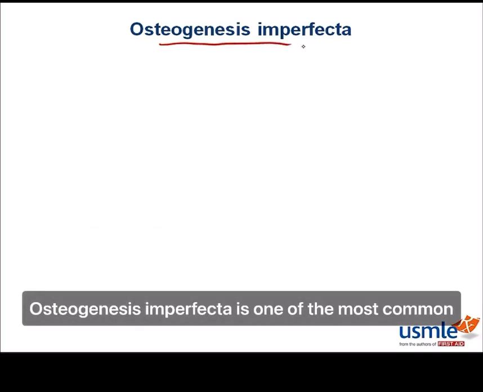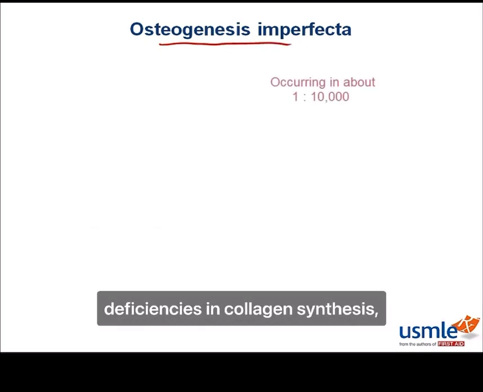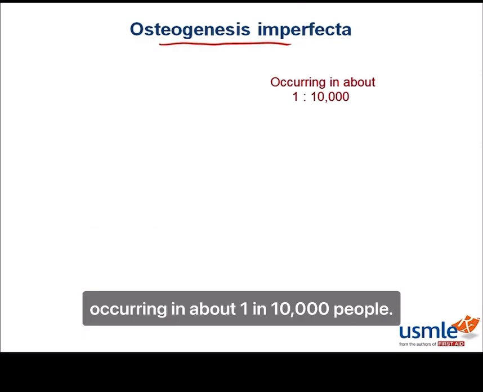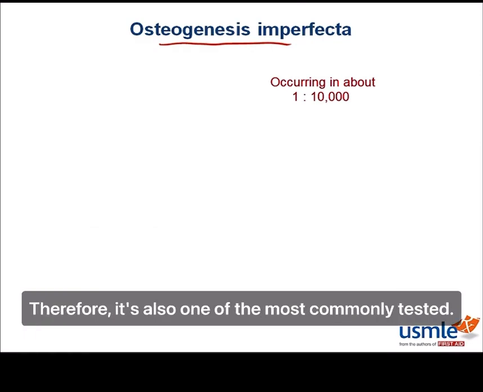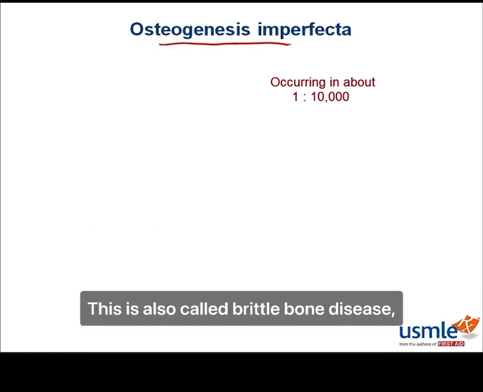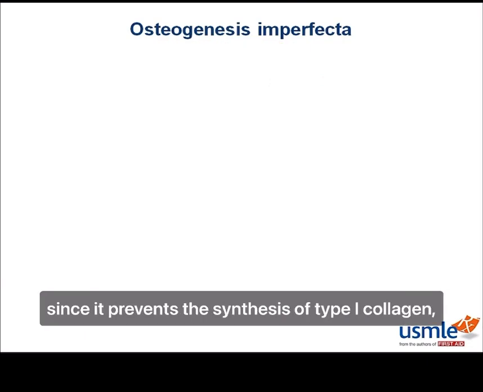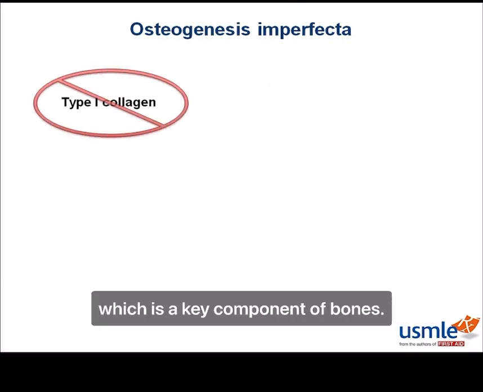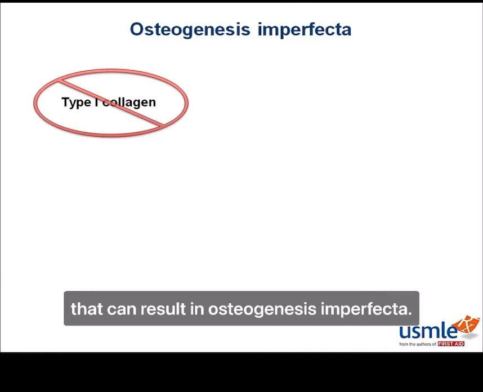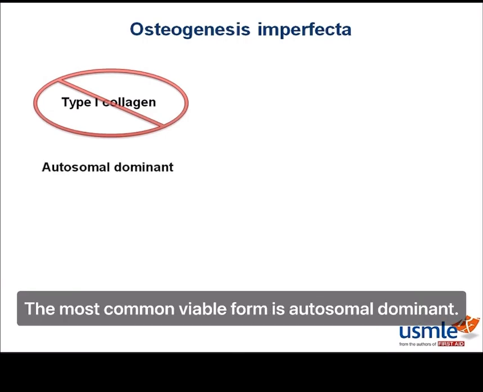Osteogenesis imperfecta is one of the most common deficiencies in collagen synthesis, occurring in about 1 in 10,000 people. Therefore, it's also the most commonly tested. This is also called brittle bone disease, since it prevents the synthesis of type 1 collagen, which is a key component of bones. Since there are several different genes involved in collagen synthesis, there are a variety of genetic defects that can result in osteogenesis imperfecta. The most common viable form is autosomal dominant.